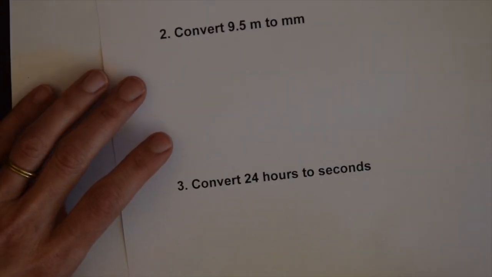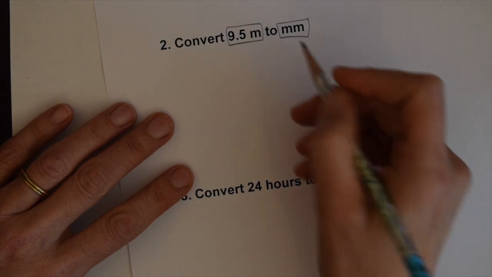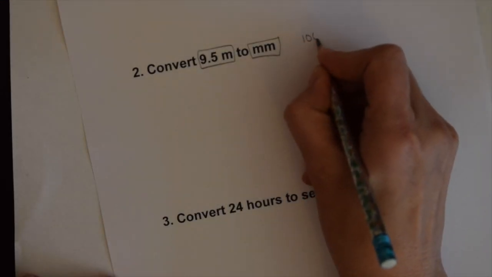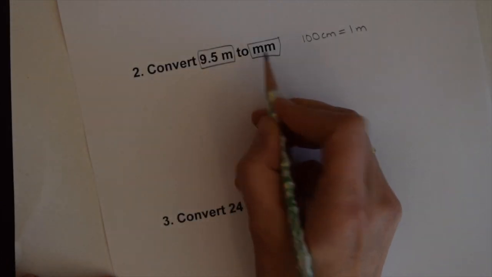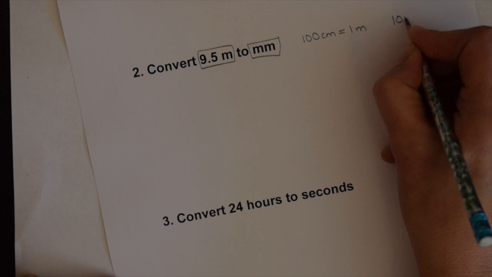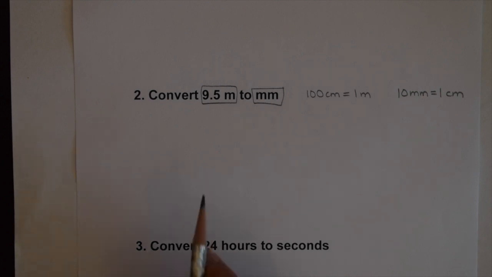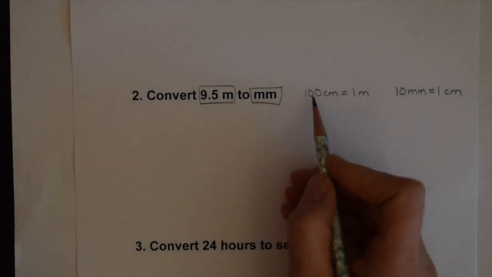Okay, our second example, convert 9.5 meters to millimeters. Let's see what I know about the metric system. I know what we had up above, a relationship between centimeters and meters. So I know that 100 centimeters equals 1 meter. Then I have to somehow get to millimeters, so I also know that 10 millimeters equals 1 centimeter. Now, if you already know a direct conversion from millimeters to meters, you can use that. I want to show it in 2 steps so you can see how to do it in 2 steps if you ever need that, which you will.